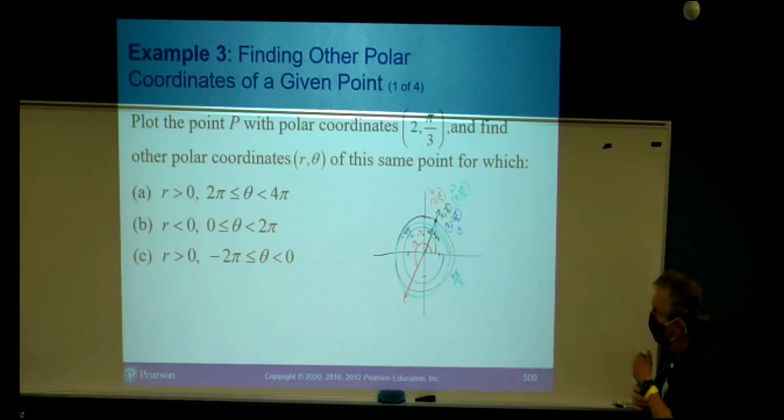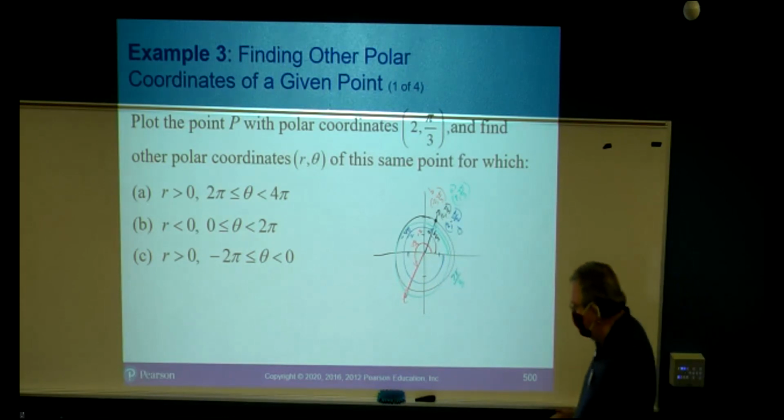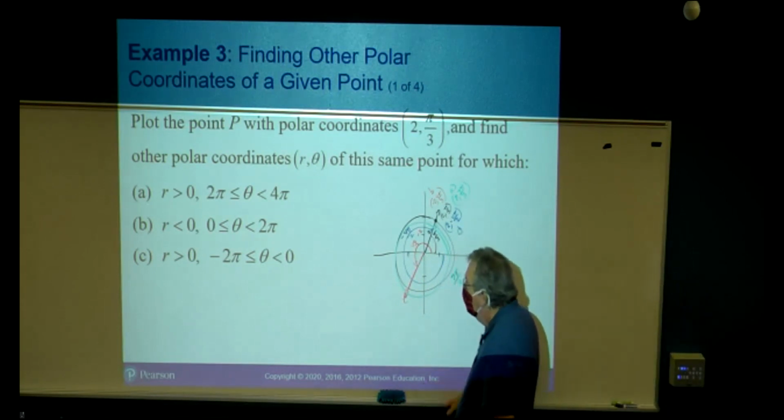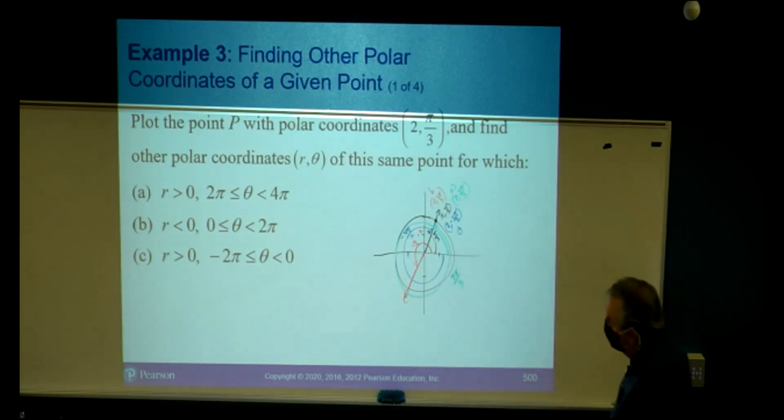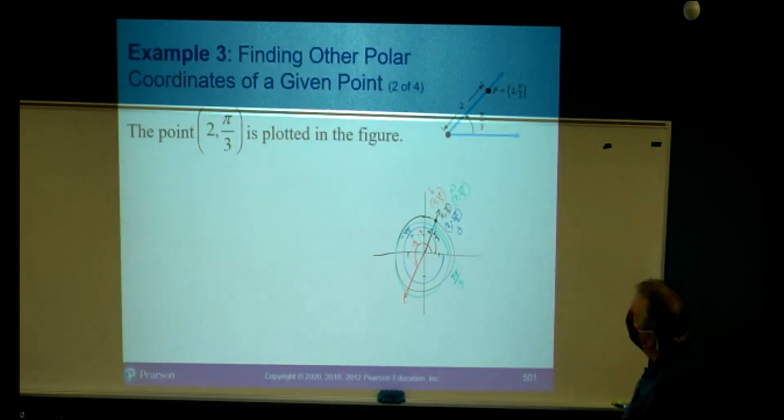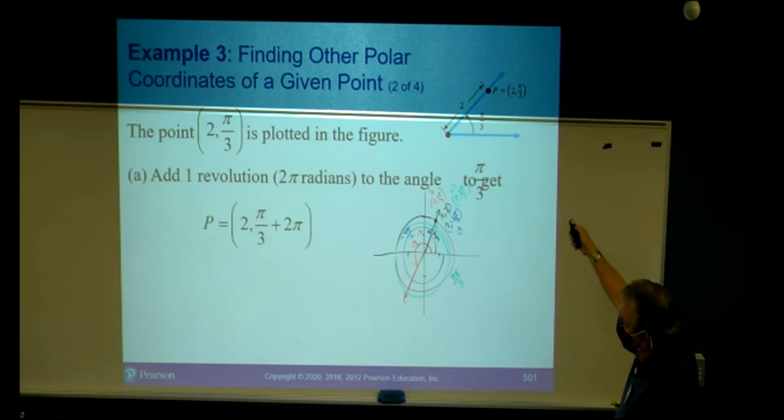Any questions there? I did it all in one picture. They'll do it in 3 different pictures. So they'll do letter A. Well, there's the angle first plotted, and then they add a revolution, which was letter A.